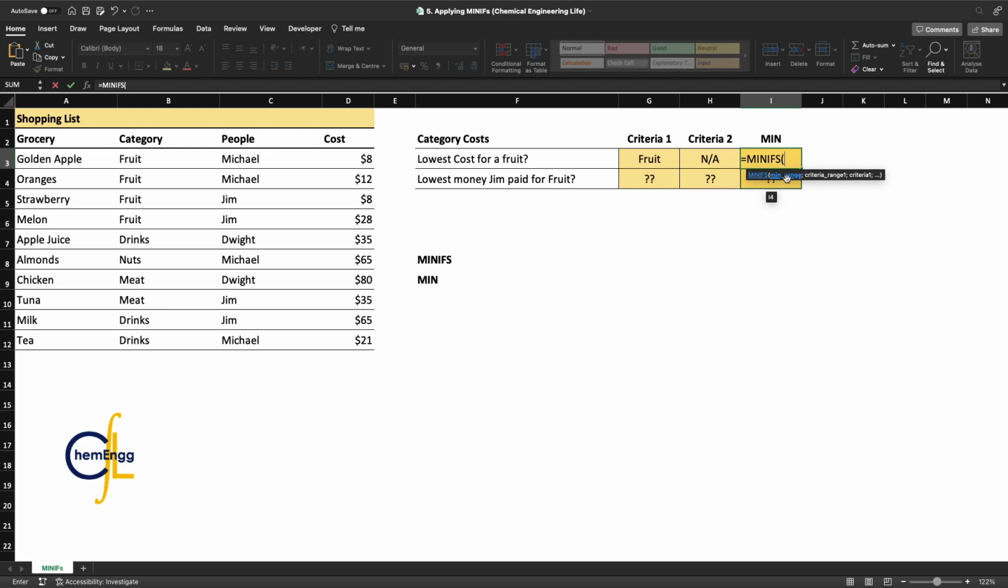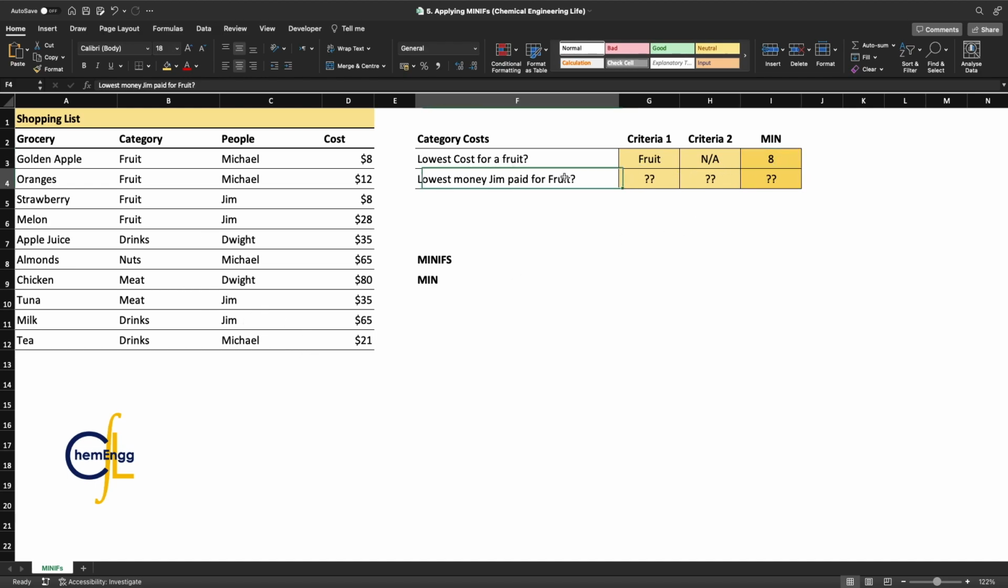The very first input that you need for the function is that you select the range for which you would like to get the value, which is our column D. And then you select the first range in which you will have your criteria searched, that means our criteria range, and that would be our column B. And then the third input is the criteria that you would like to be searched in that range, and that is fruit. There we go. That means that the cheapest fruit in the entire grocery list costs $8.